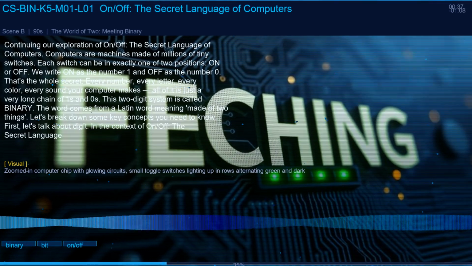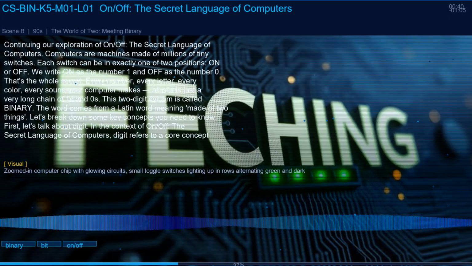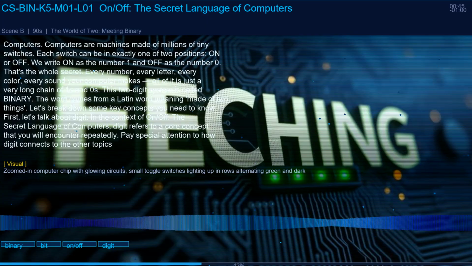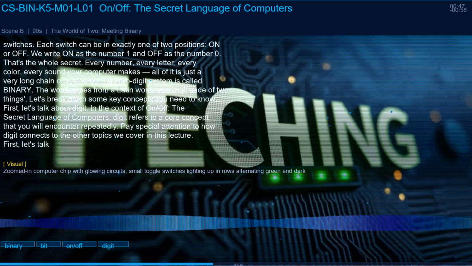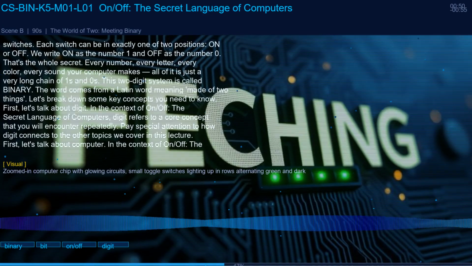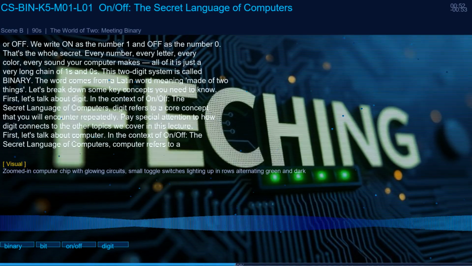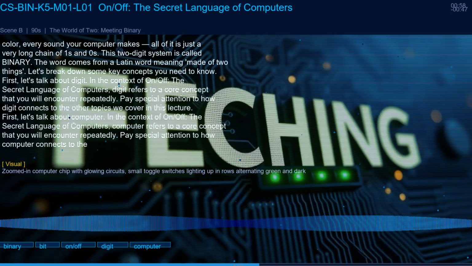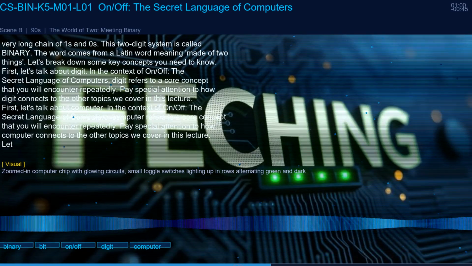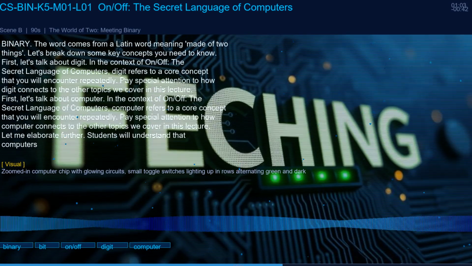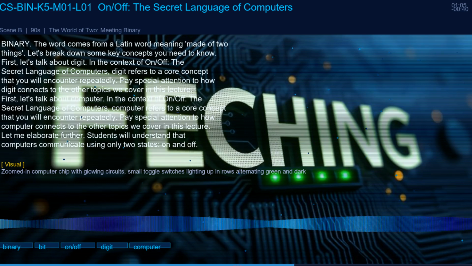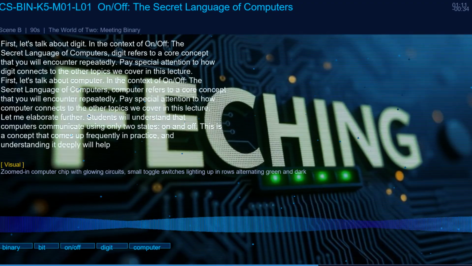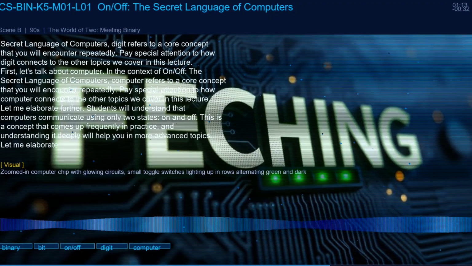Let's break down some key concepts you need to know. First, let's talk about digit. In the context of on/off, the secret language of computers, digit refers to a core concept that you will encounter repeatedly. Pay special attention to how digit connects to the other topics we cover in this lecture. First, let's talk about computer. Computer is also a core concept that you will encounter repeatedly in this lecture.